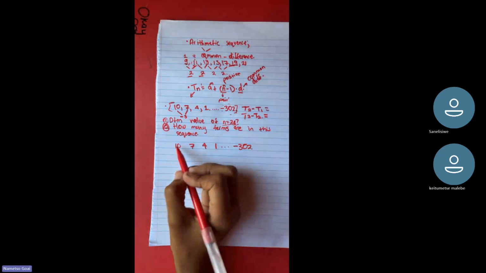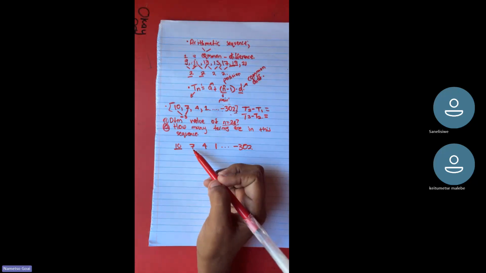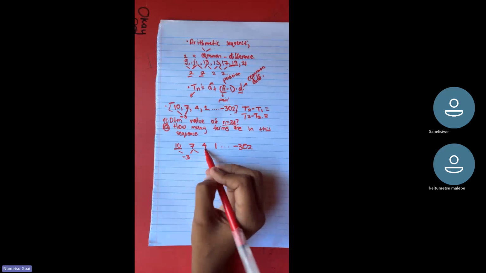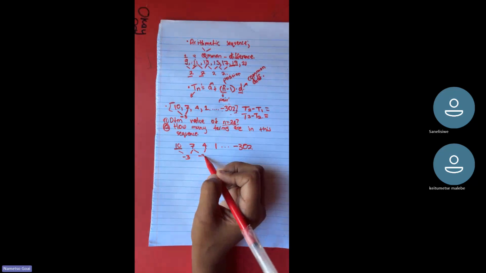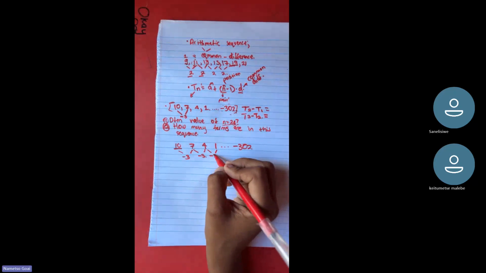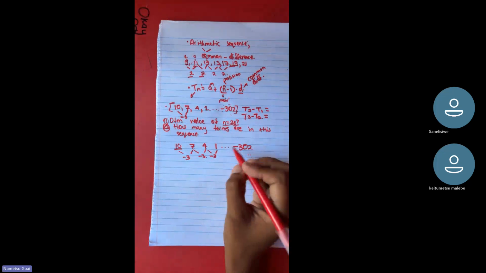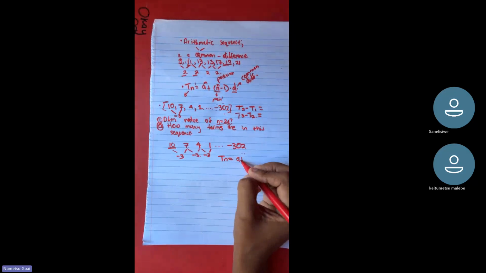So they're telling us that the first one is 10. So I'm saying, how did you get to 7? You must have subtracted by 3. And then if we have a 7 and a 4, how did you get to the 4? You must have subtracted by 3, which now shows that we have what? A common difference of minus 3, right?